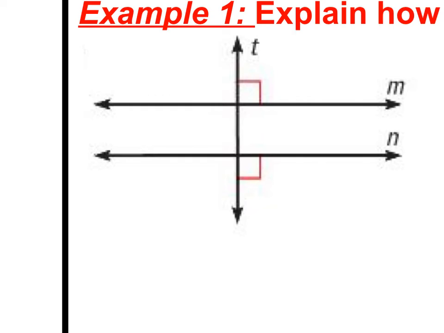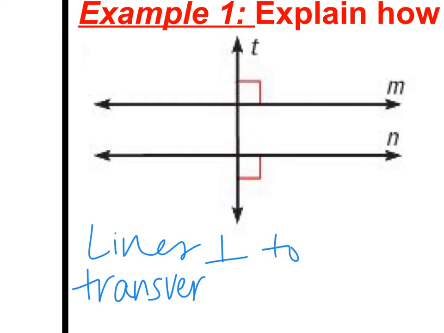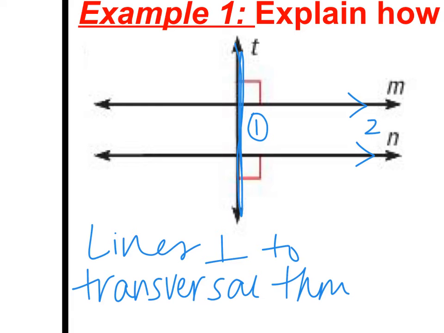Okay, some ideas. Which one would it probably be? You can raise your hand. How do we know that M is parallel to N? What could we use to show that? Right now we have two right angles. Tori, what do you got? Yep. Lines perpendicular to a transversal theorem. Because M and N are both perpendicular to T, that means that they are then parallel. Because they're locked in place. They're both at 90. They're parallel. Okay?